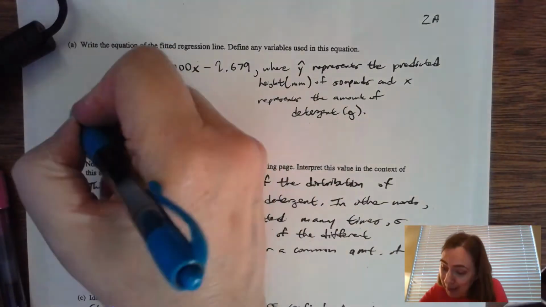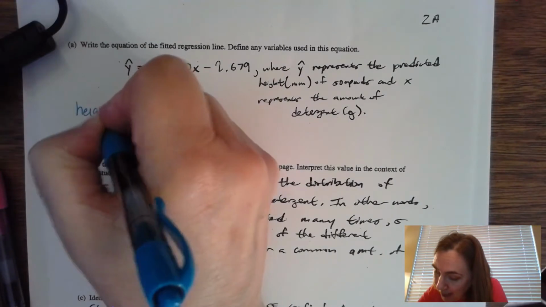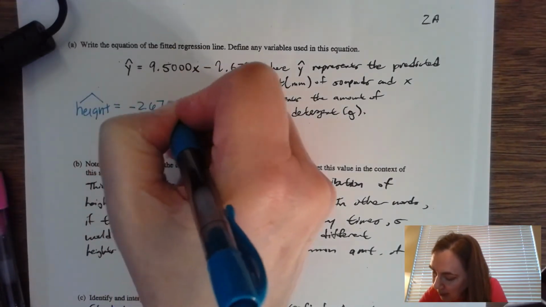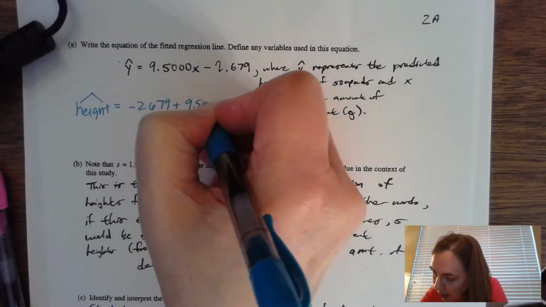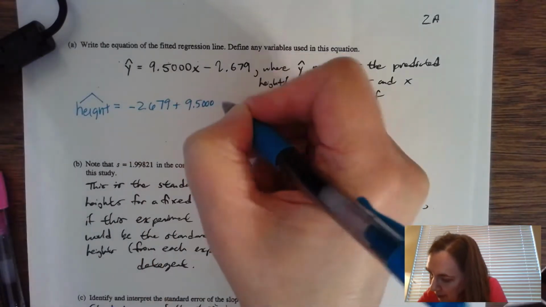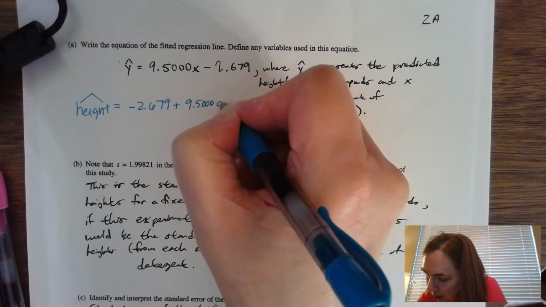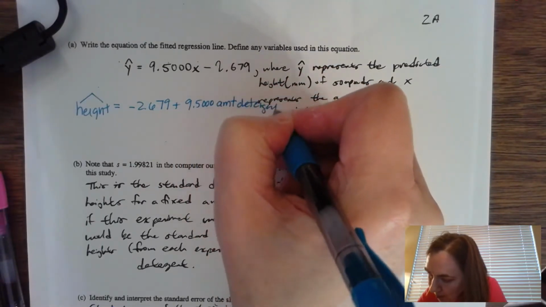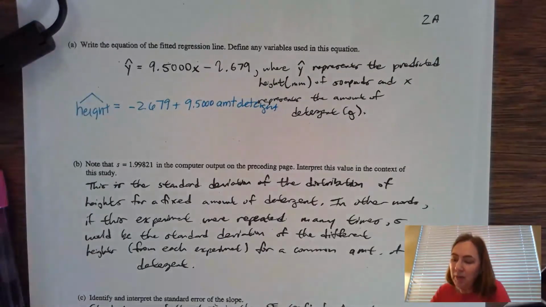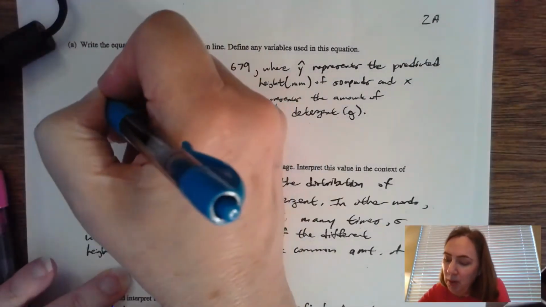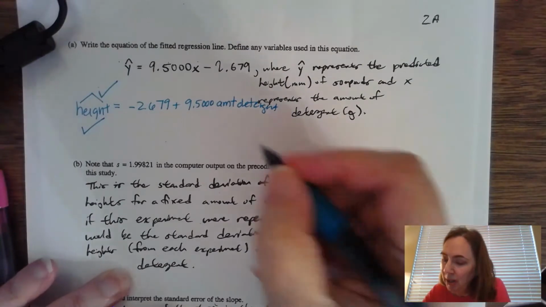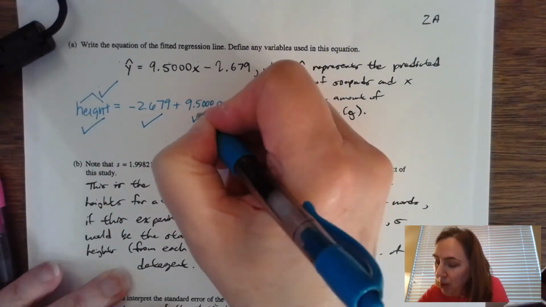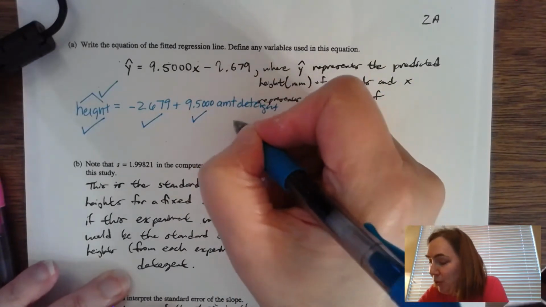Now you have been trained to write it as, I'm going to go ahead and write it out, height hat is equal to negative 2.679 plus 9.5123, and then the x variable is equal to, I'm going to put amount detergent. Okay, now the way we're going to give credit right here is, do you have the y variable? Do you have the hat? Check, check. Do you have the right y-intercept? Do you have the right slope? And is the x variable amount detergent?